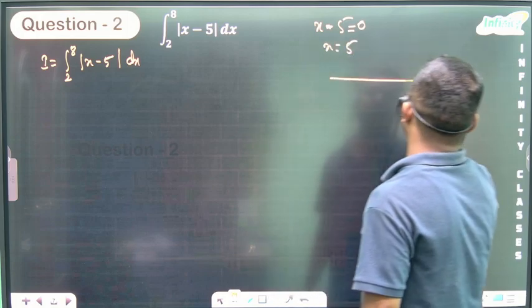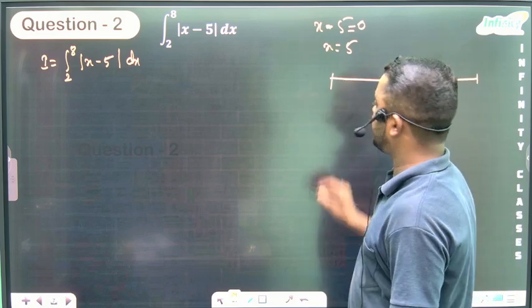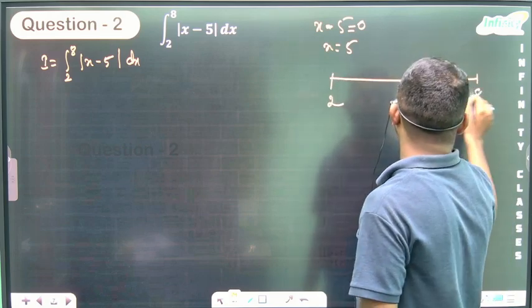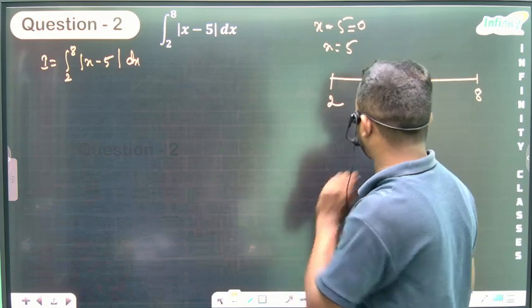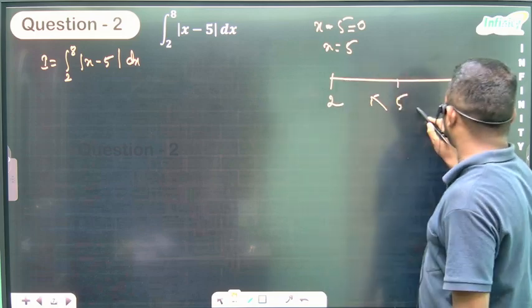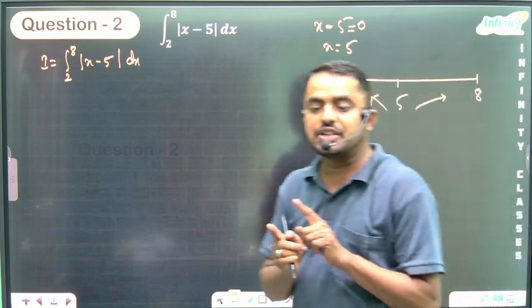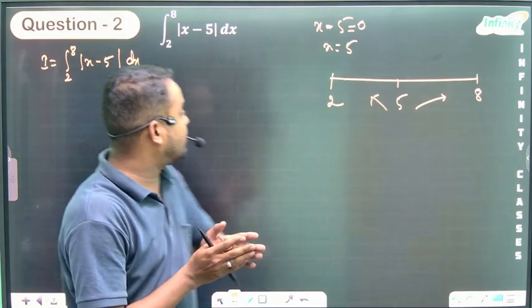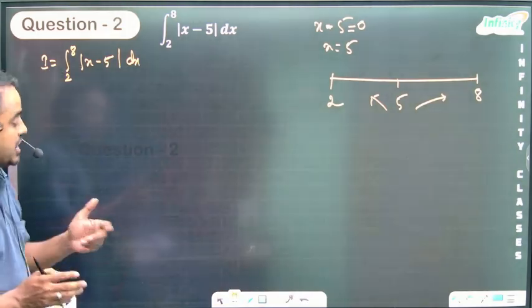Now applying the breaking of limits concept here, from 2 to 8, 5 lies between 2 and 8. In this interval and this interval, we are going to decide in which intervals the function is positive and in which it is negative.